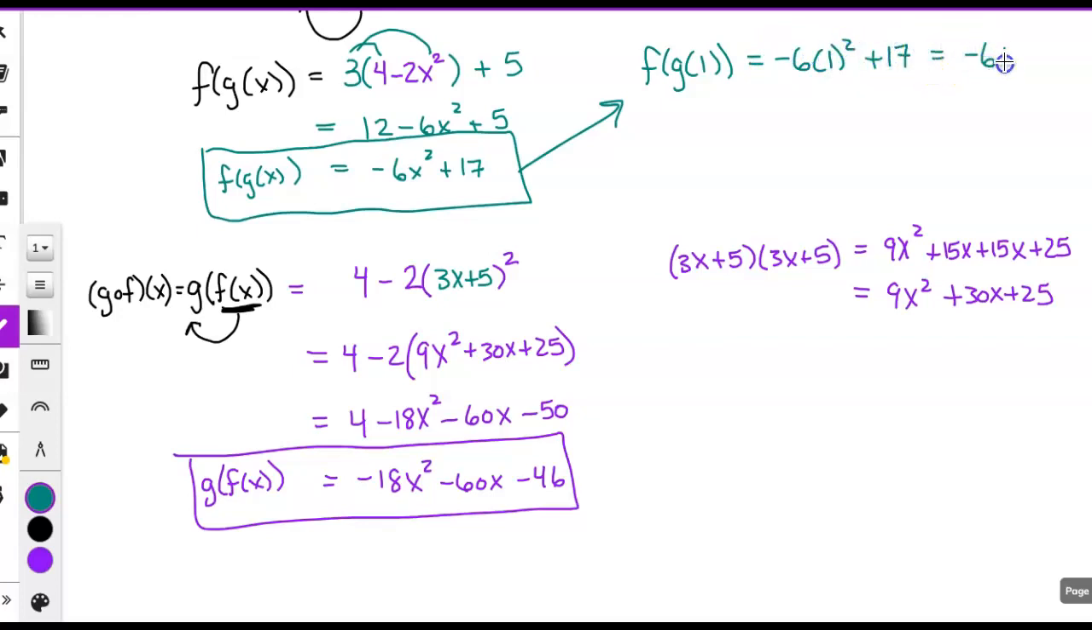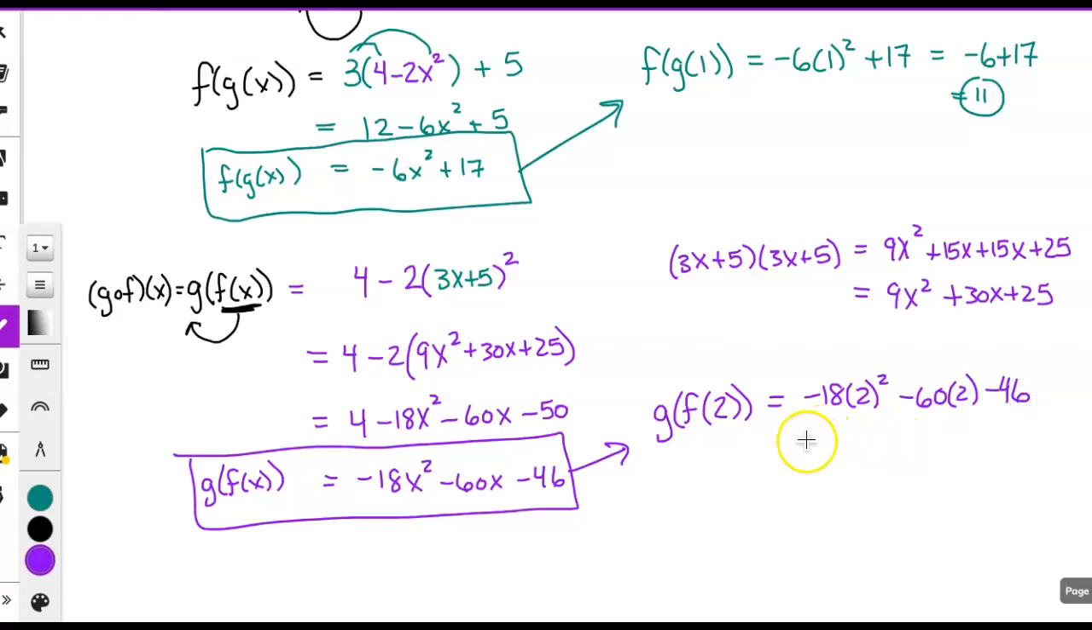So negative 6 plus 17 would give you 11. And then if he wanted you to do g of f of something, so g of f of 2, you can just plug that in here. So negative 18 times 2 squared minus 60 times 2 minus 46. So let's see, negative 18 times 4 minus 120 minus 46.